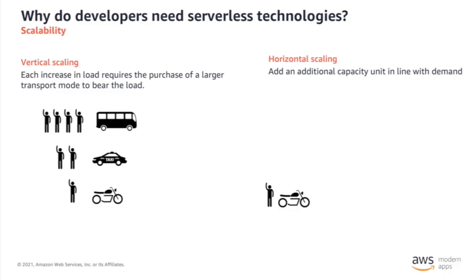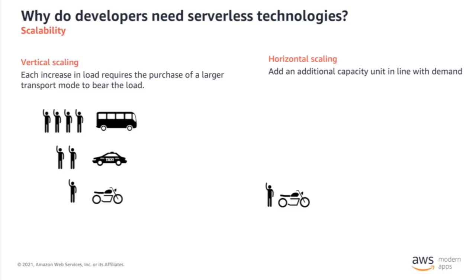So that's an example of vertical scaling. Each increase in load requires the purchase of a larger transport mode to bear that load. And if you apply that same method of scaling to an application, it means that each time a server starts to reach its capacity limits, an additional server will be required to increase that load capacity.